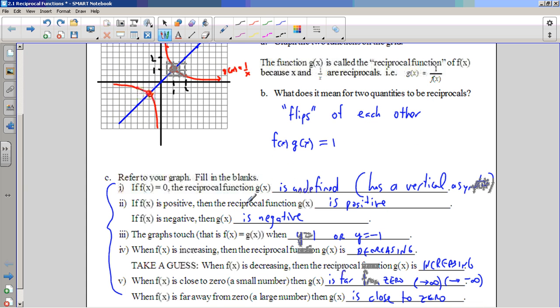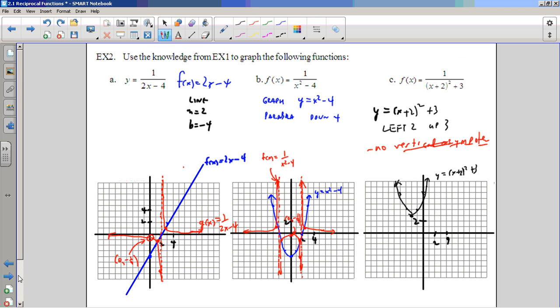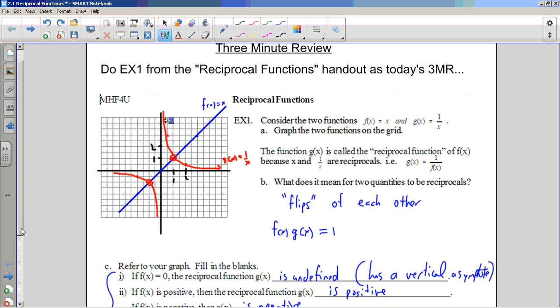If f is positive, then the reciprocal function is positive. Well, this black function is always positive, so it means the reciprocal one, the one I'm going to write in red, is also always going to be positive. So that means it's never going to be below the x-axis. That still didn't help.